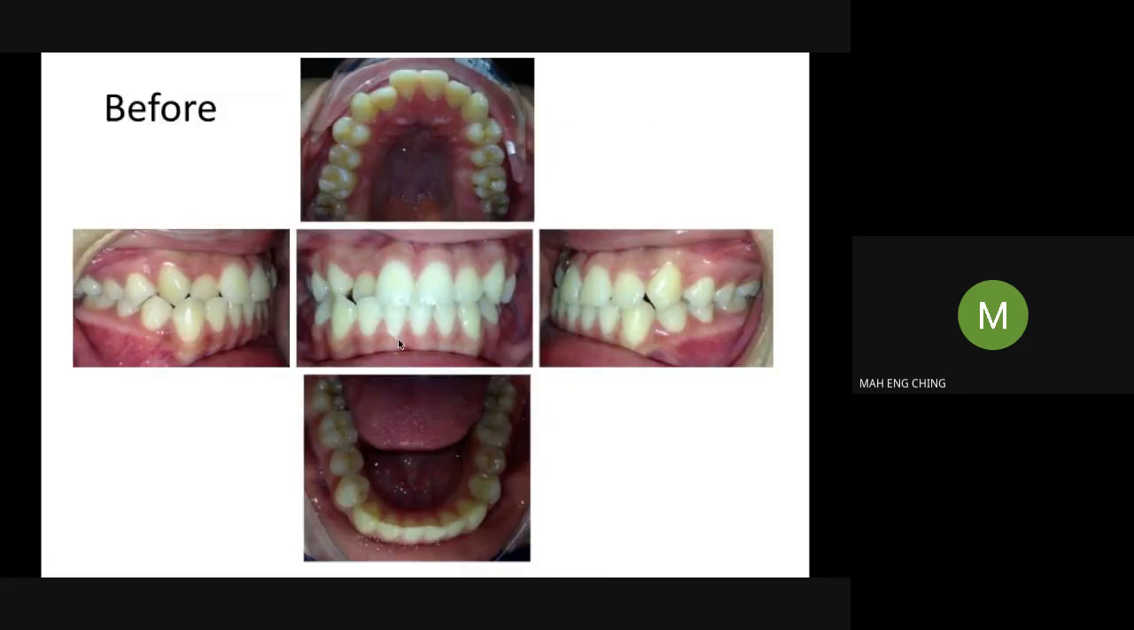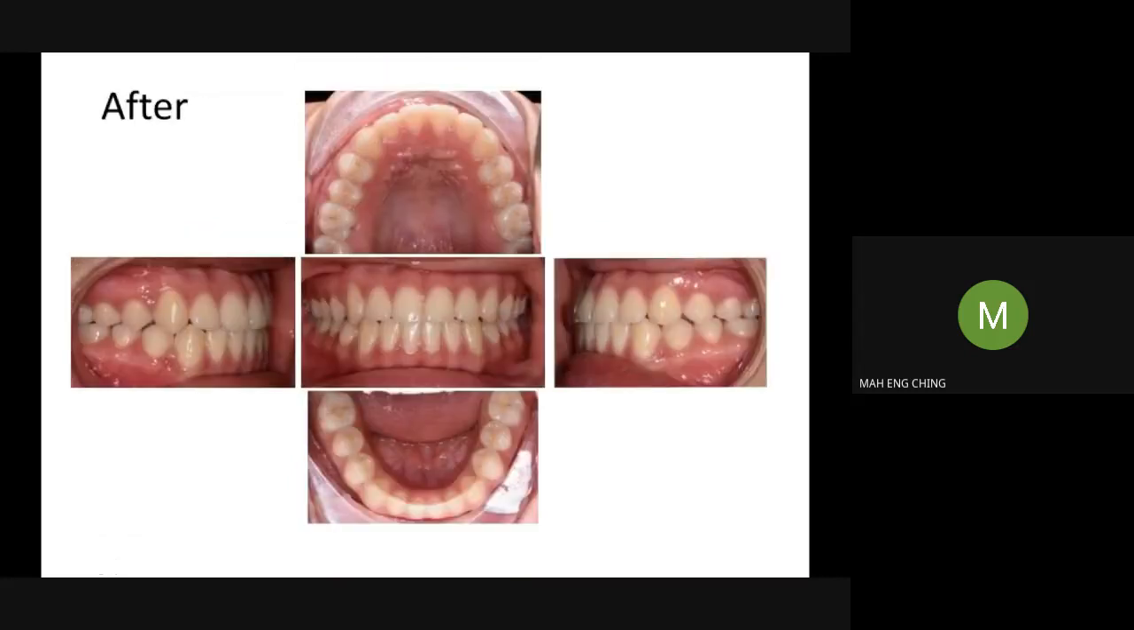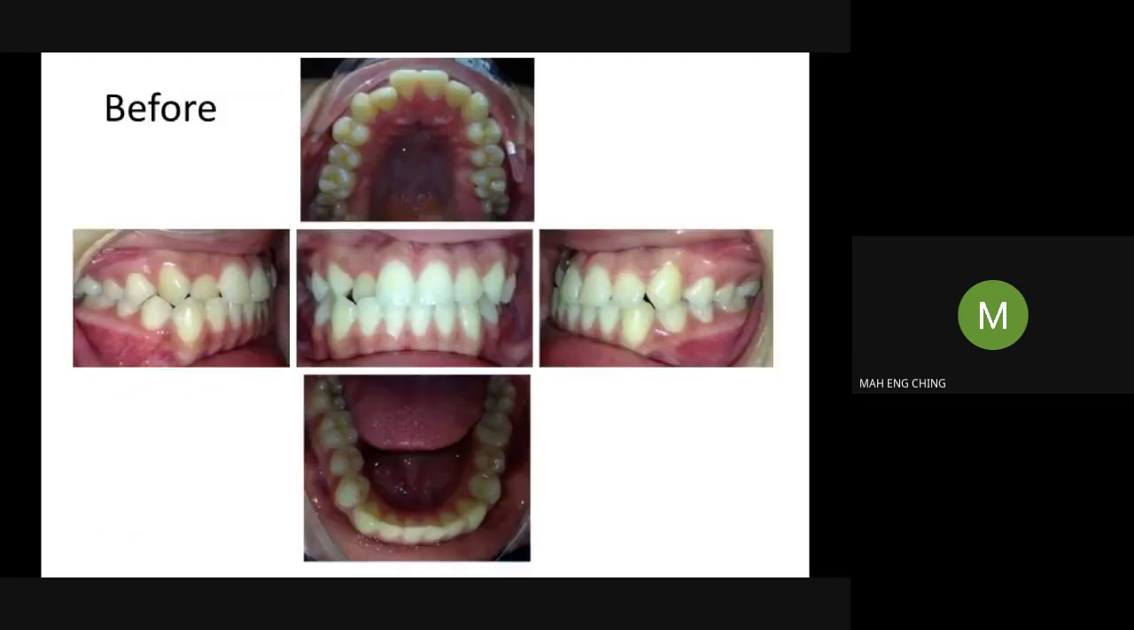Simple crossbite on the lateral incisor, a little bit of crowding. This one I can do in non-extraction. You just put the wires, expand the jaw a little bit. You can correct the crossbite.